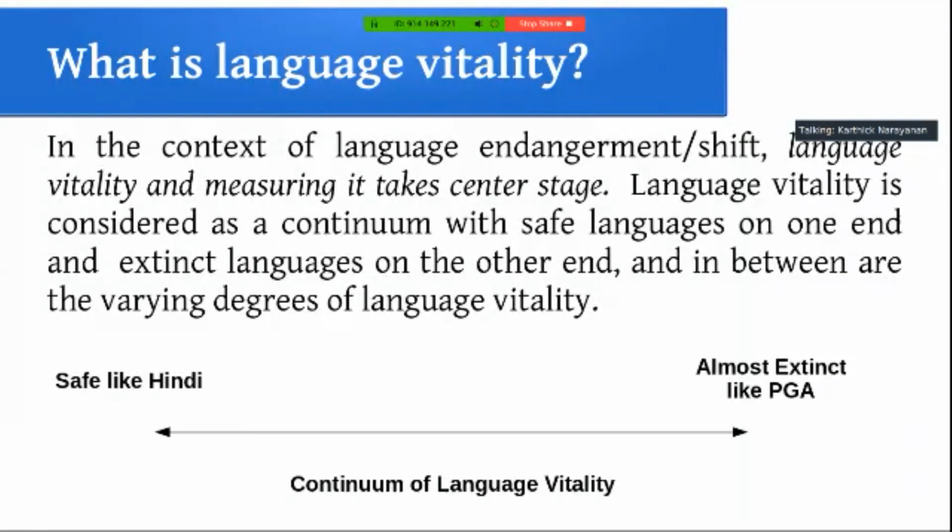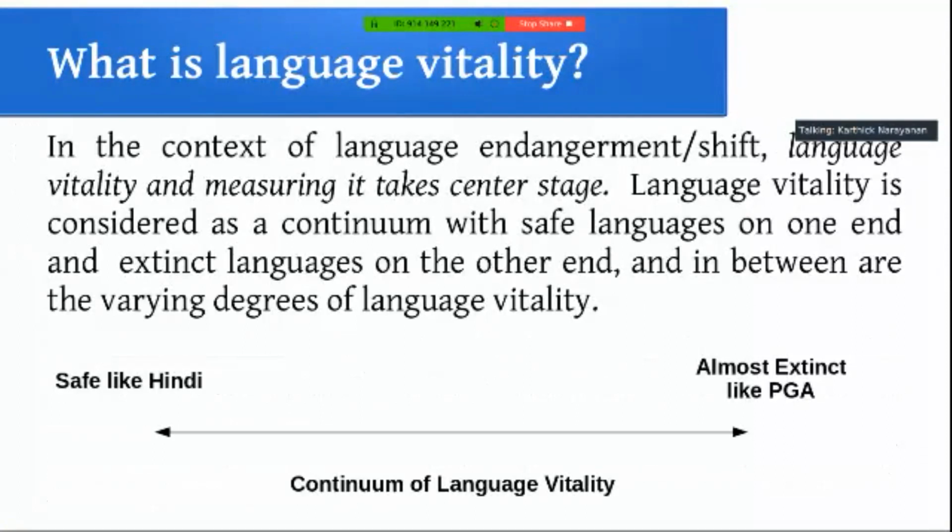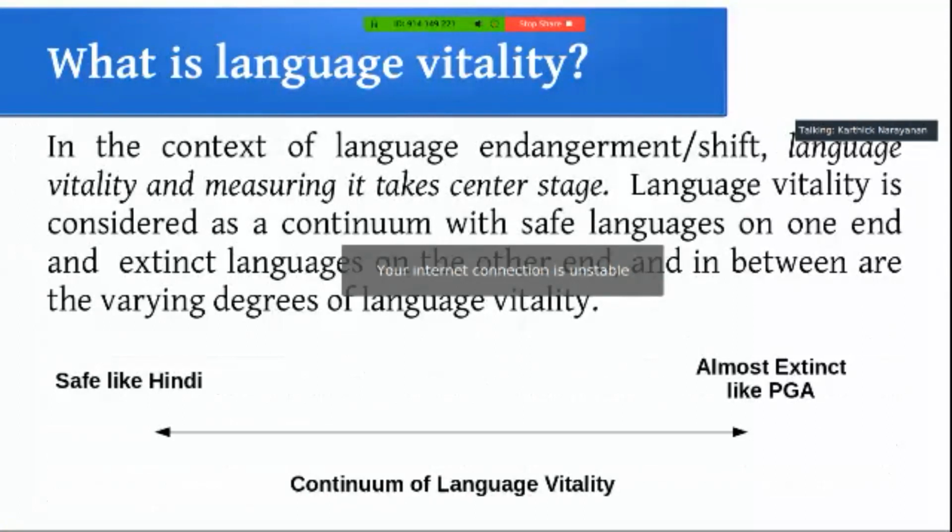Now here, the vitality should be understood not as discrete points, but as a continuum. So you do not have any discrete points in this. In the earlier slide, you must have seen that there is extinct, critical, endangered, vulnerable, distinct points, which people have highlighted for various reasons. We will see why so. But to really conceive of this vitality, we should see it like this.